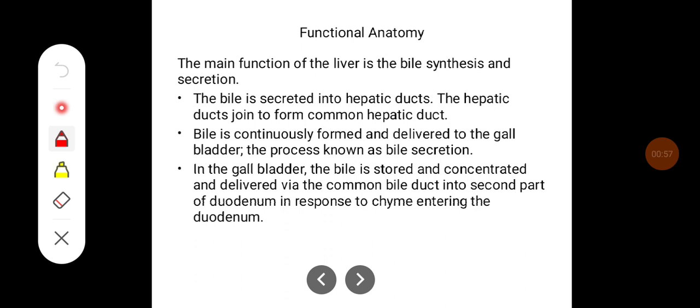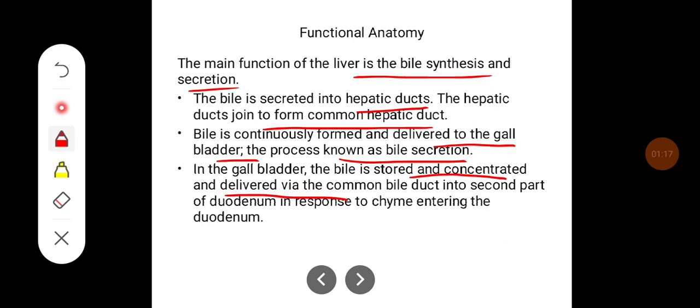The main function of the liver is bile synthesis and secretion. The bile is secreted into hepatic ducts. The hepatic ducts join to form a common hepatic duct. Bile is continuously formed and delivered to the gallbladder. The process is known as bile secretion. In gallbladder, bile is stored and concentrated and delivered via common bile duct into second part of the duodenum in response to chyme entering duodenum.